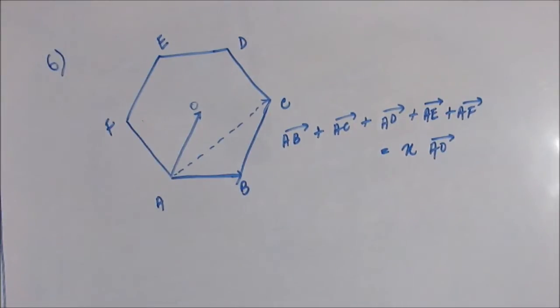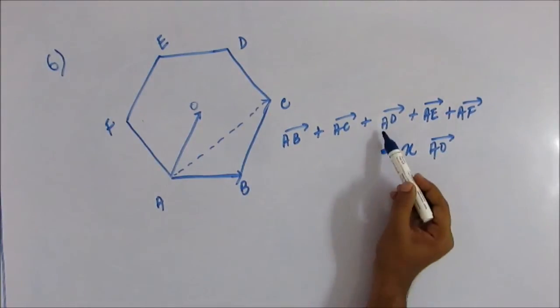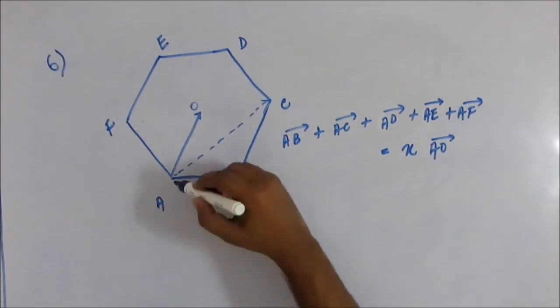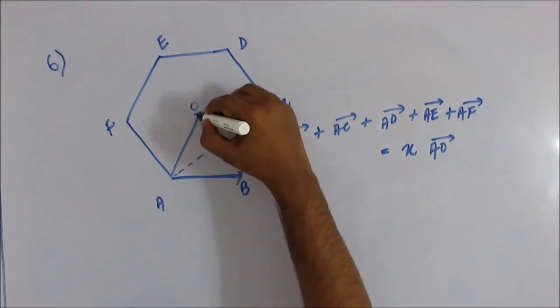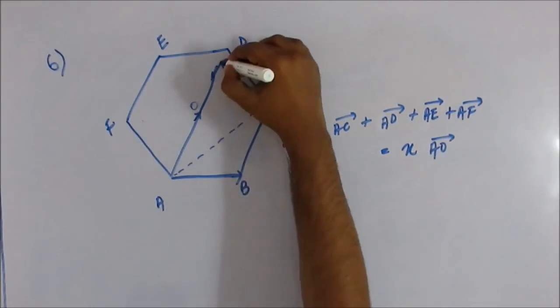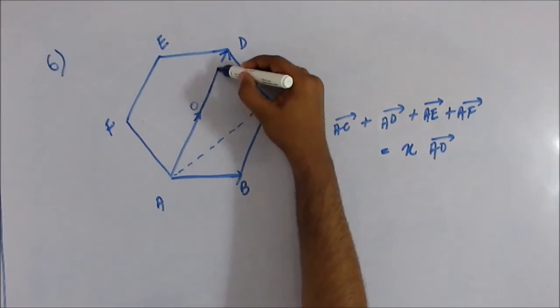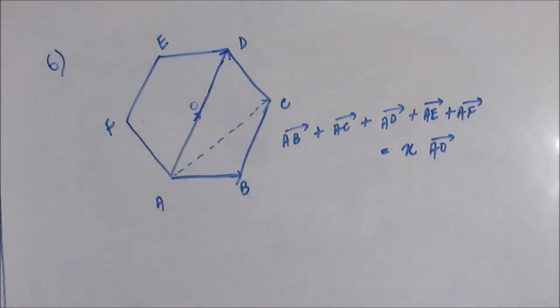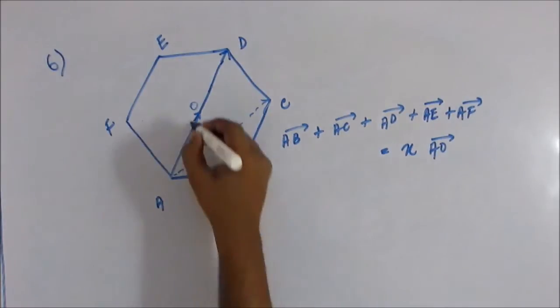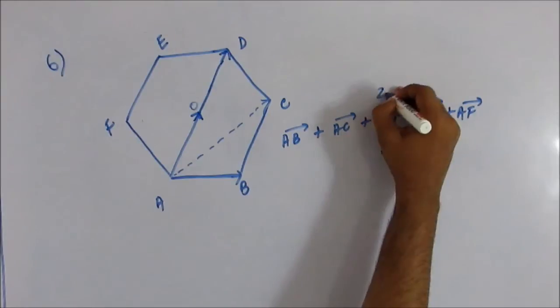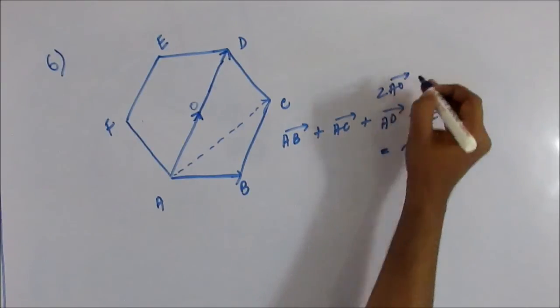Now let's check. Let's start with the easy one, AD vector. Now since it's a regular hexagon, if we draw AD vector, that is going to cross through the center. And this is very clear from here that AD vector is twice that of AO vector, because it's on the same line and it's just the difference of the length. So this AD vector can be replaced by 2 times AO vector.